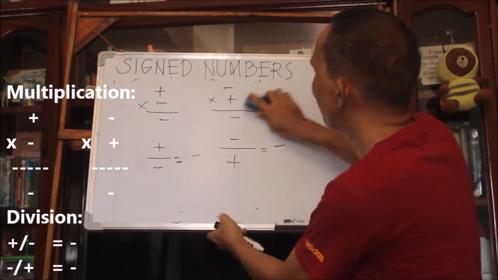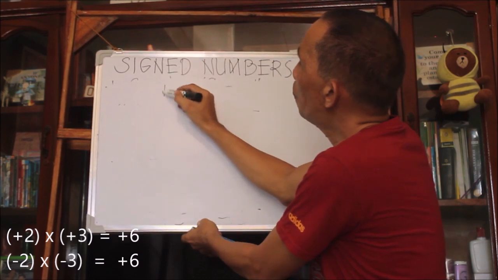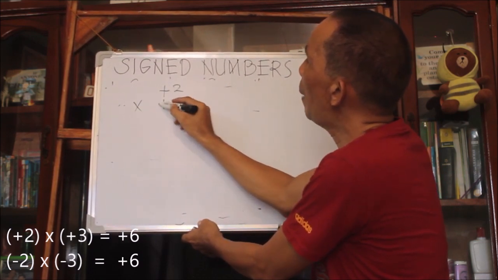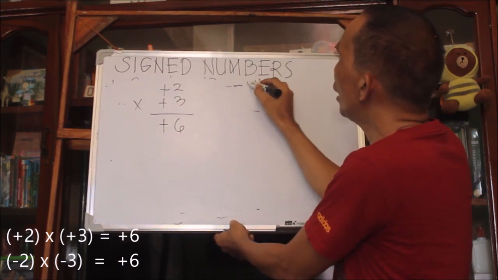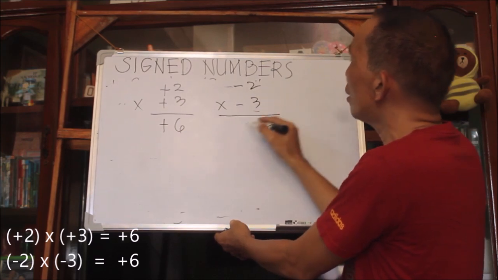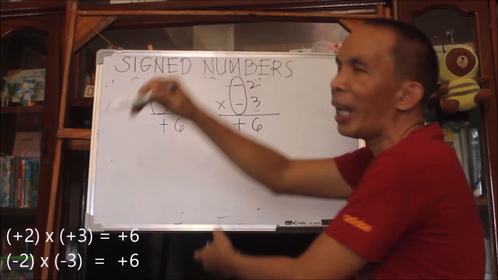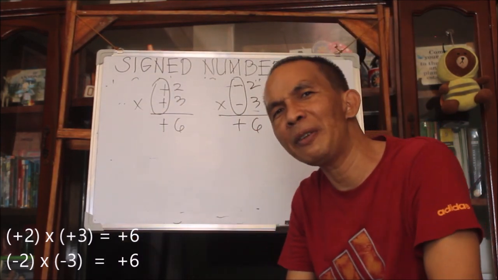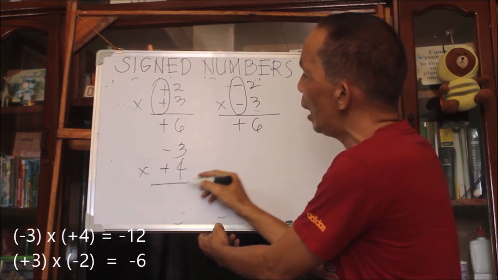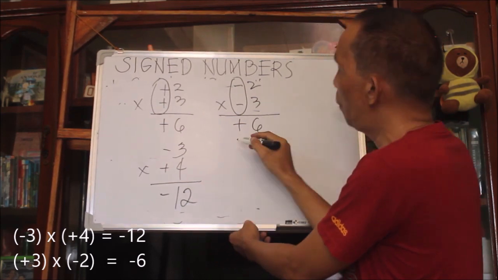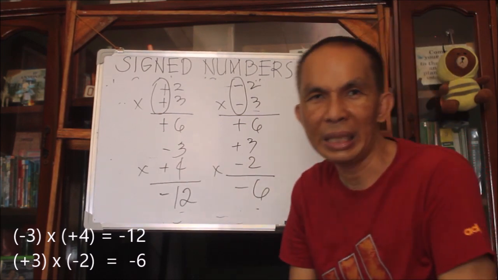Okay, so example. Let's start with multiplication. Positive 2 times positive 3, the answer is positive 6. Or negative 2 times negative 3, the answer is still positive 6 because the numbers are carrying the same sign. How about if it is unlike? For example, negative 3 times positive 4, the answer is negative 12. Or positive 3 times negative 2, the answer is negative 6.